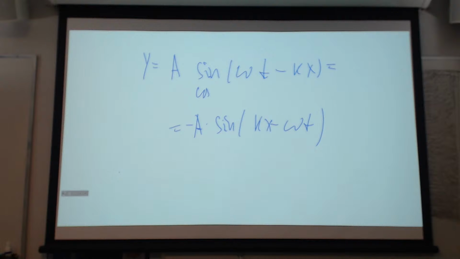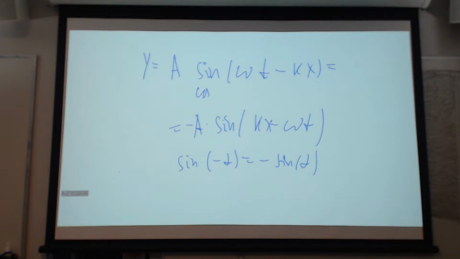So the only way that the top equation can be equal to the lower equation is if you add a minus sign in front of the A. Well, you have to go to trigonometry. Sine of negative alpha equals negative sine of alpha.